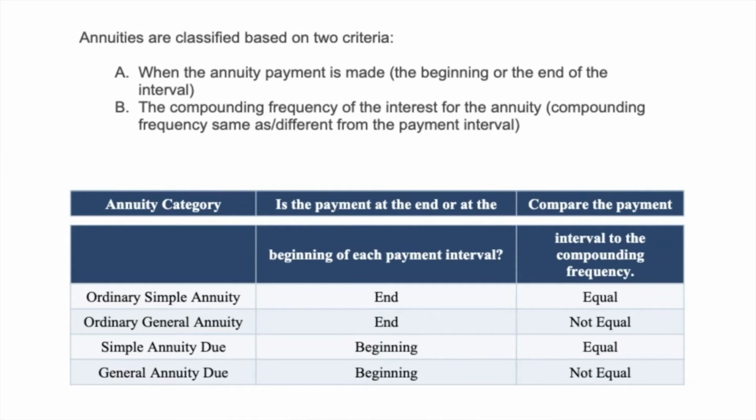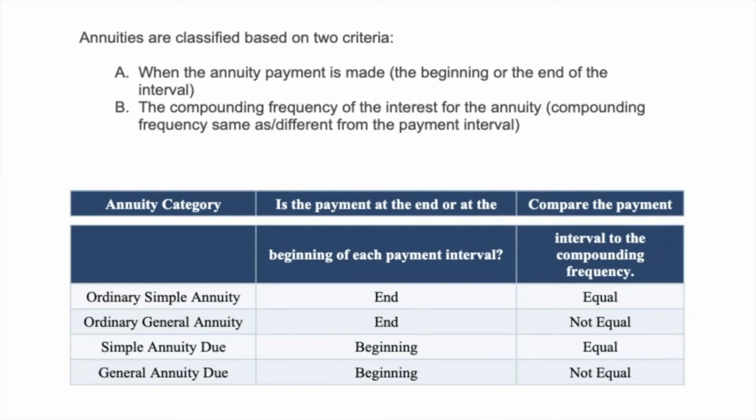And then we've got the other two variations, which are just variations on the first two, where the payment is made at the beginning of the period, and the payment interval and the compounding frequency are the same. That's called an ordinary simple annuity due because the payment is made at the beginning of the period. And the general annuity due is when payments are made at the beginning of the period, but the interval and the compounding frequency are not equal.